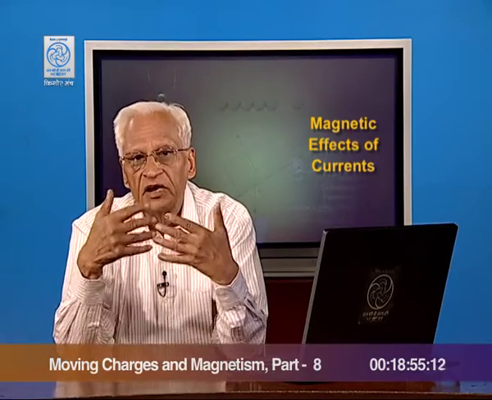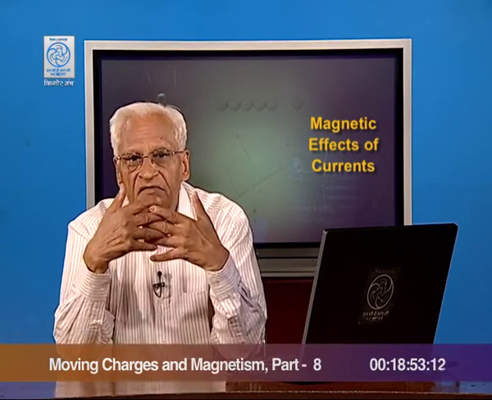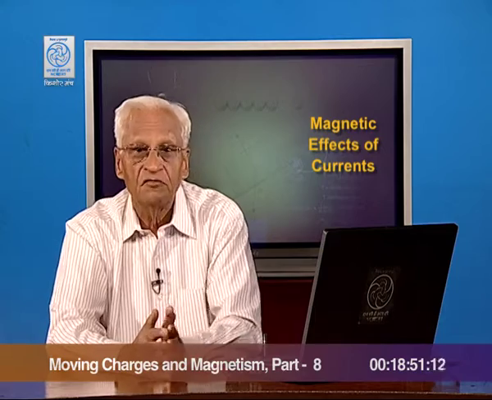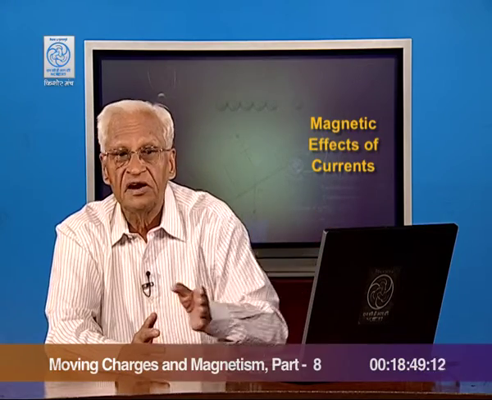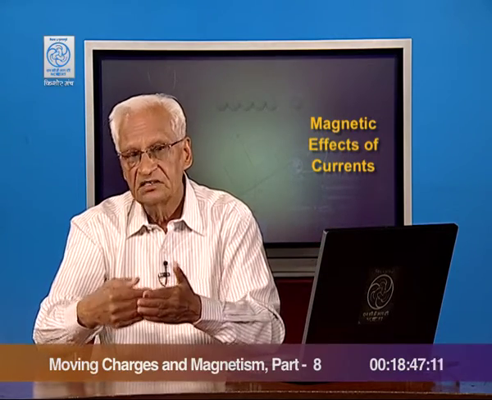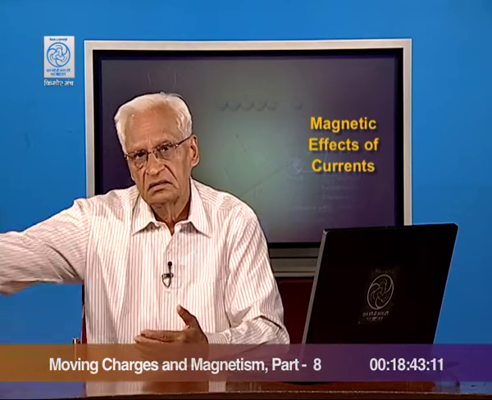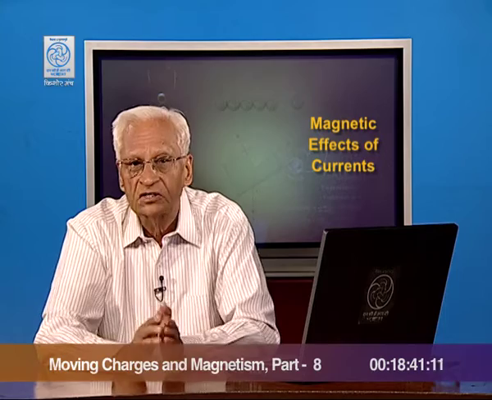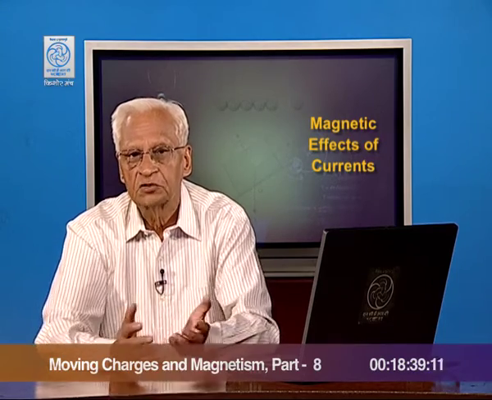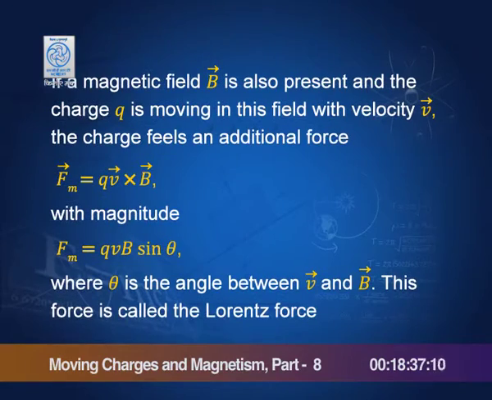So far, we had only an electric field. Suppose a magnetic field is also present, then we have seen that if a magnetic field is present and a charged particle of charge q is moving with velocity v in the field, then the magnetic force on this, which is called Lorentz force, is q v cross B, and its magnitude is qvB sin theta.